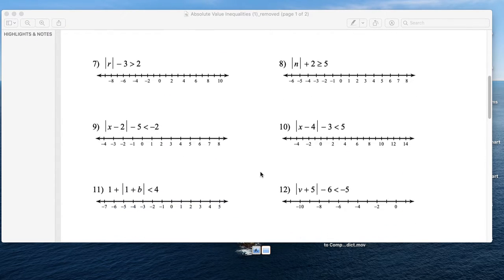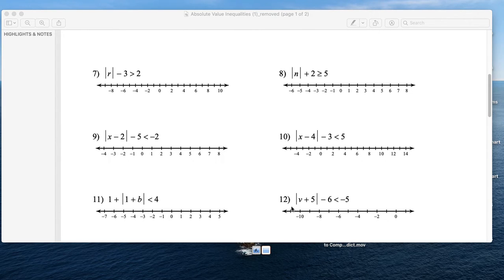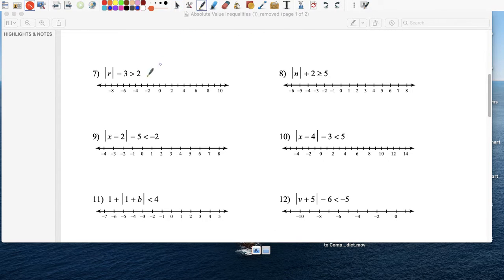All right, so here we have number 7. Again, focus. We don't want to get rid of that r minus 3 here. I don't want any times anything, minus anything, I just want the absolute value. So let me do plus 3 here and plus 3 here. We're going to get the absolute value of r is greater than 2. Okay, so this is a greater than problem, so we're going to write OR. So let's understand.